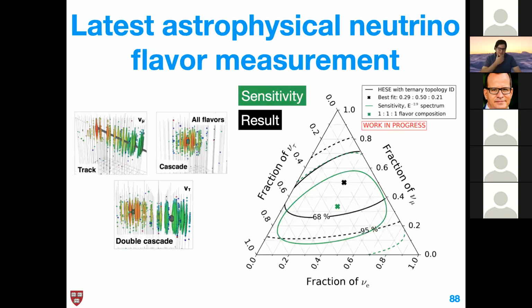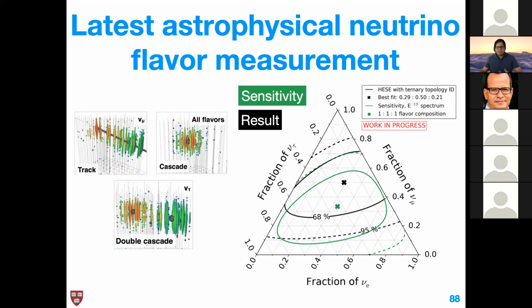Of course, the problem is we don't have many astrophysical neutrinos. We only have like 60 or so. And so what we do is we arrange them in these three morphological categories, so tracks, cascades, and double cascades, to identify roughly electron neutrinos, muon neutrinos, and tau neutrinos. These are one of our latest measurements, and you can see most of the triangle is still allowed here. The result is shown in black, and the equal flavor is inside the 1 sigma region.